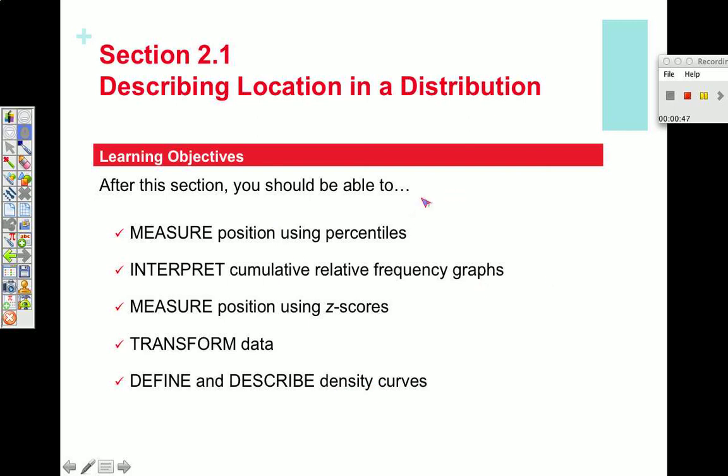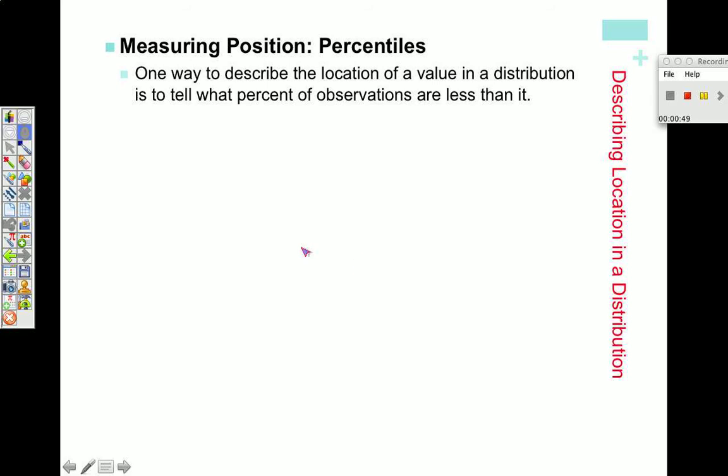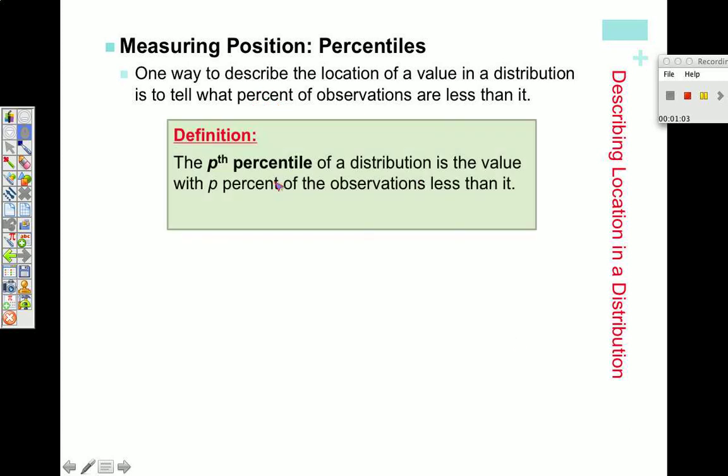So here we are. You should be familiar with percentiles from standardized testing. What we're doing is we're talking about describing the location of a value by what percent of observations are less than it. So the pth percentile is the value with p% less than it.